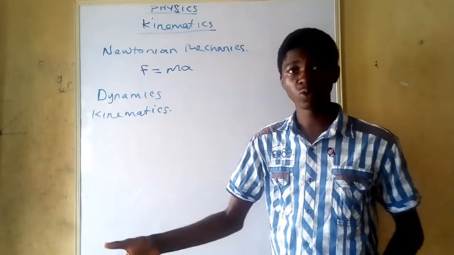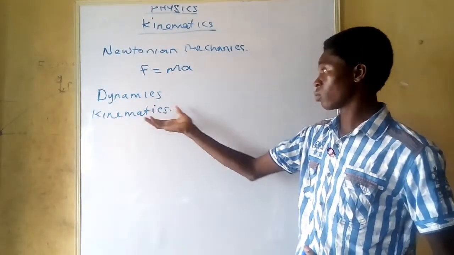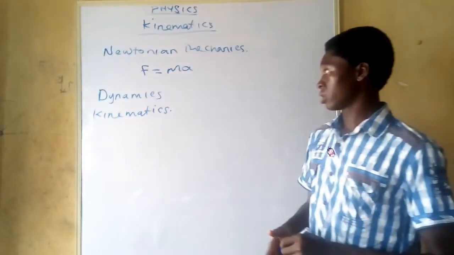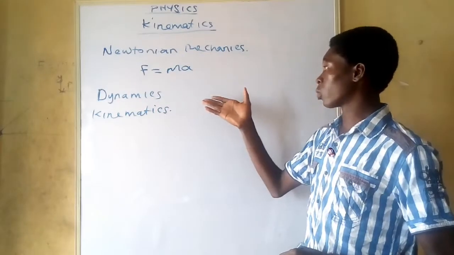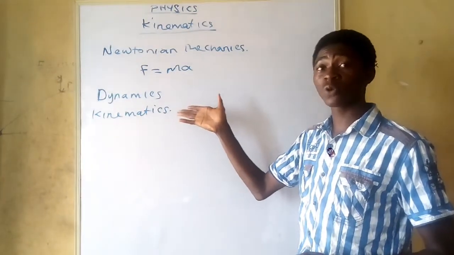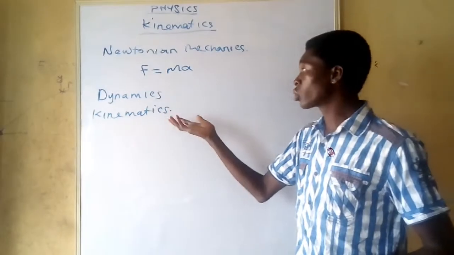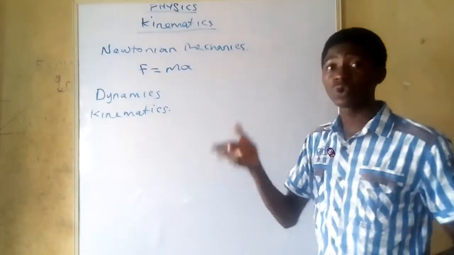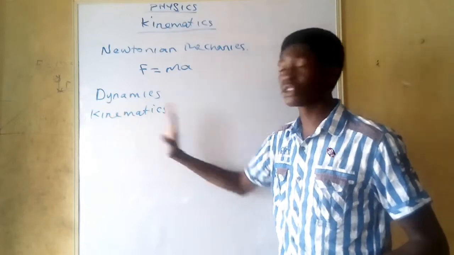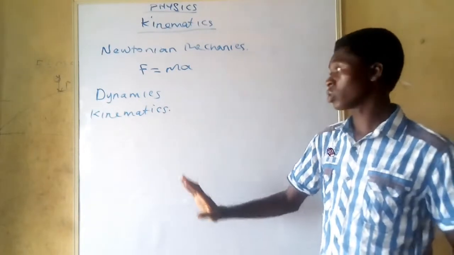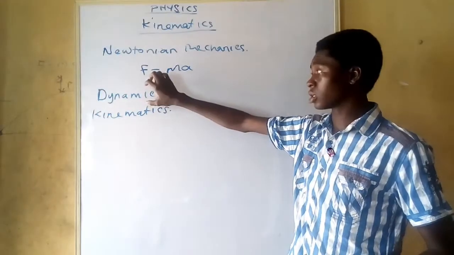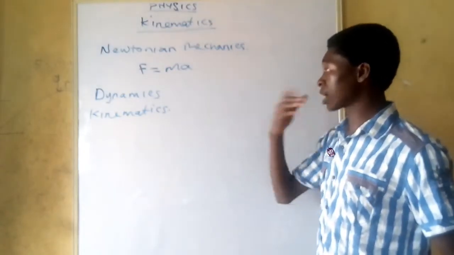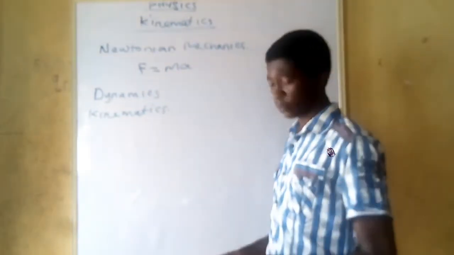Dynamics is the study of what causes the motion. Why would an object begin to move? That is what dynamics studies. To define it in clear terms, dynamics is the study of the cause of the motion of objects, while kinematics is the study of the effects or the behavior of objects as they are moving, without considering the cause. Dynamics does not consider what causes the motion, but that is the main focus of dynamics. Kinematics does not consider what causes the motion. So our main topic today is kinematics, and I've given the definition for kinematics.